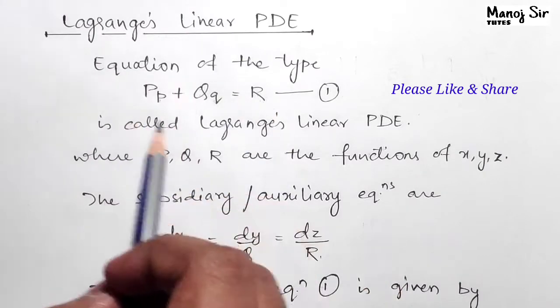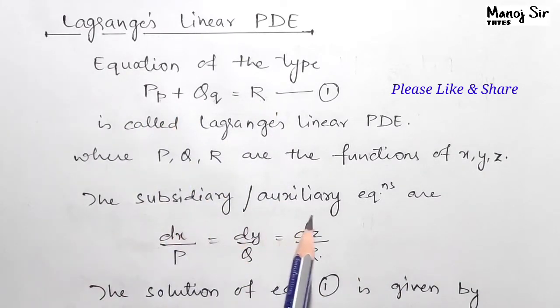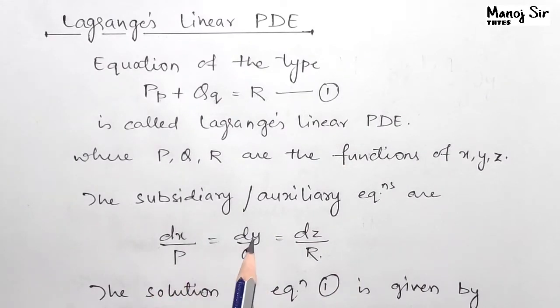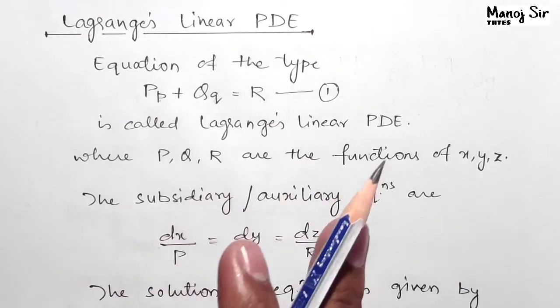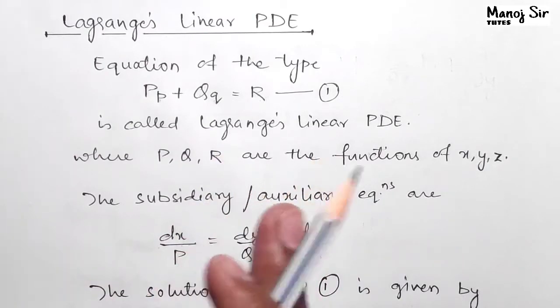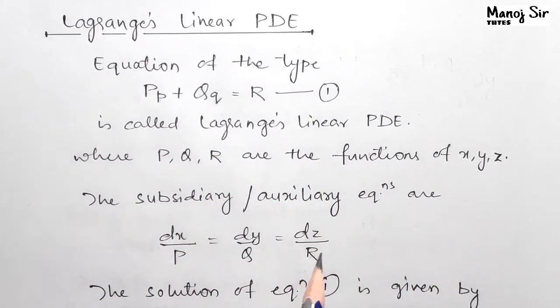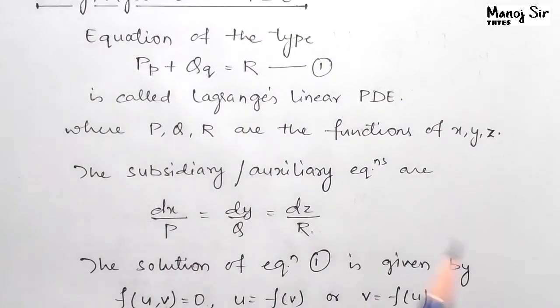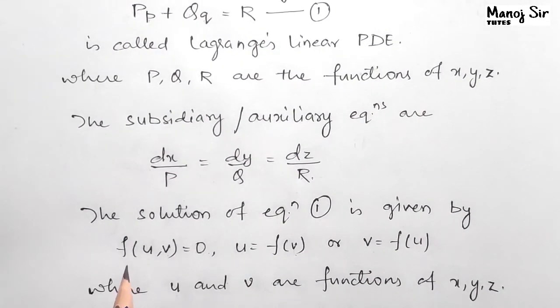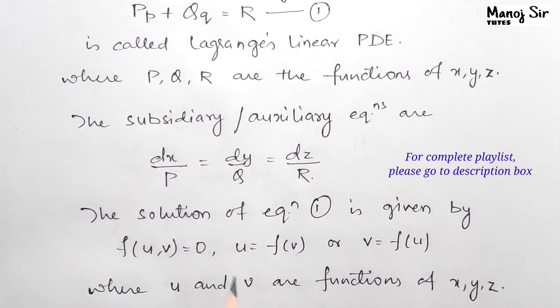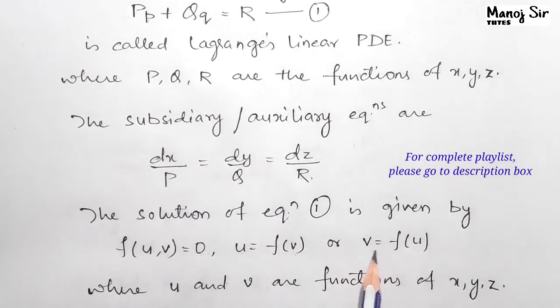Since we have this type of equation, we need to find a subsidiary equation, or you can say auxiliary equations, that is dx upon P equals dy upon Q equals dz upon R. On solving this, we'll get the values of u and v. u and v are also functions of x, y and z. Remember this. After finding u and v, the solution for this equation is given by f of u comma v equals 0, or you can say u equals f of v, or v equals f of u.